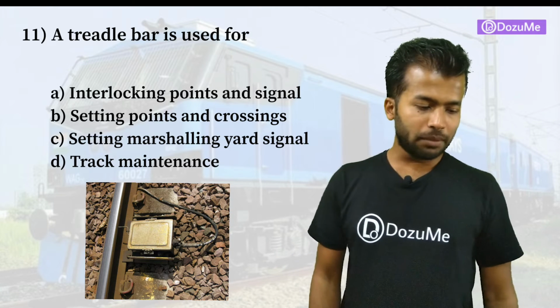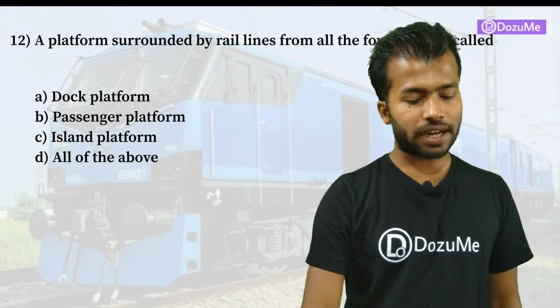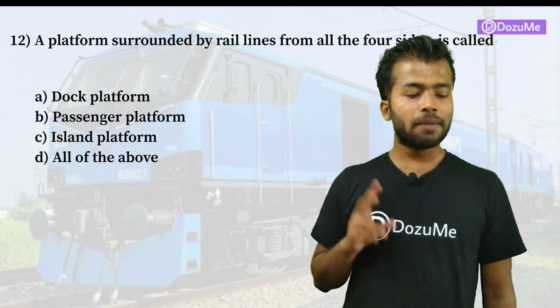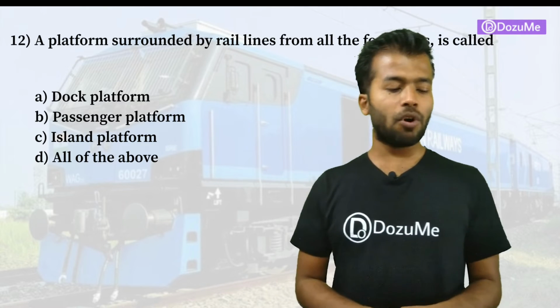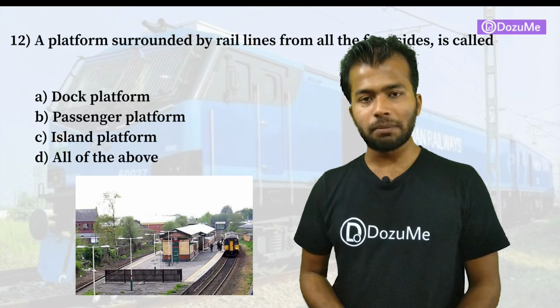Okay. Question number 12. A platform surrounded by rail lines from all the four sides is called dock platform, passenger platform, island platform, all of the above. Basically, if you know the answer, comment it with the specific question number.